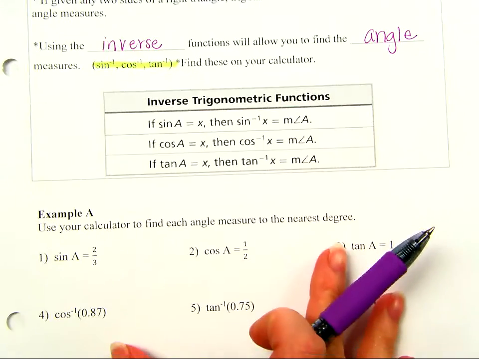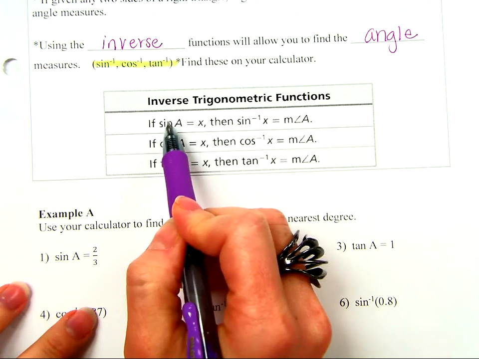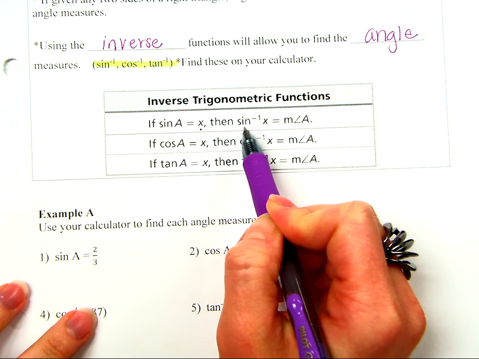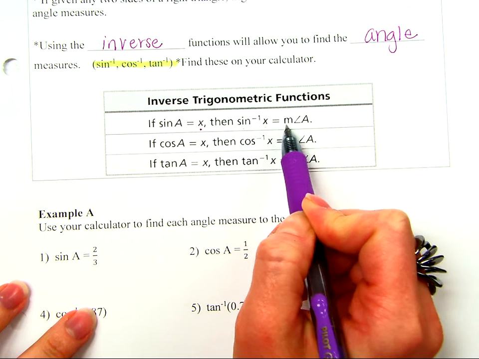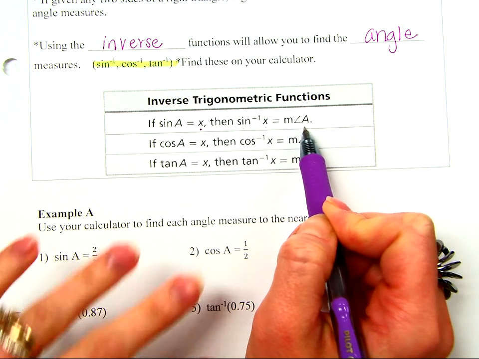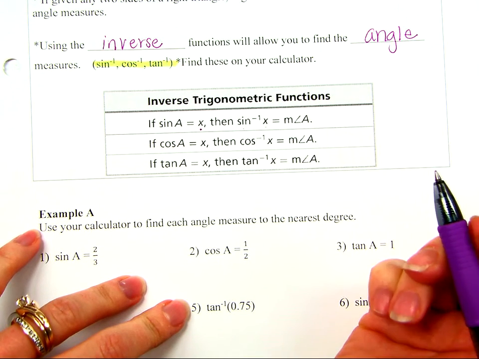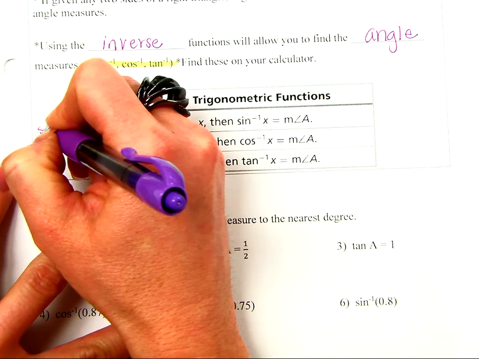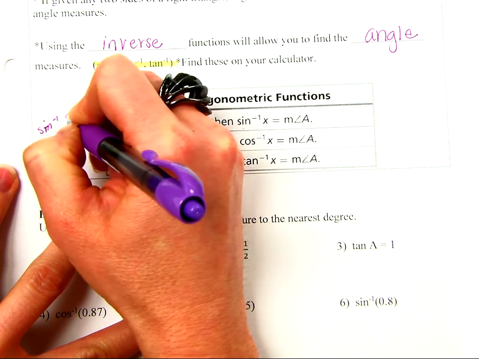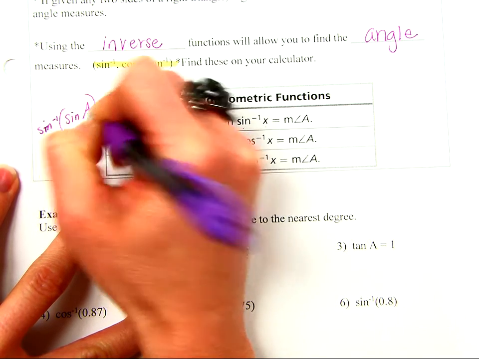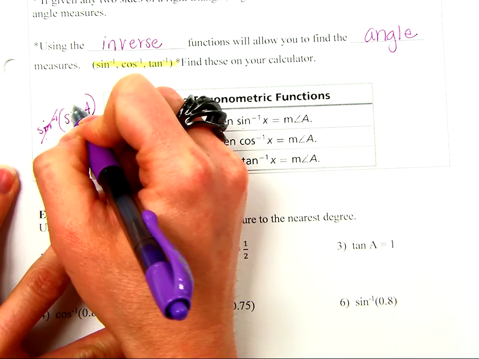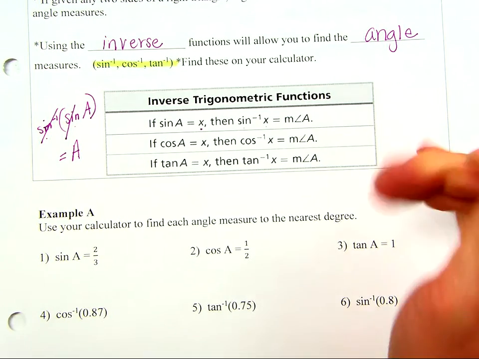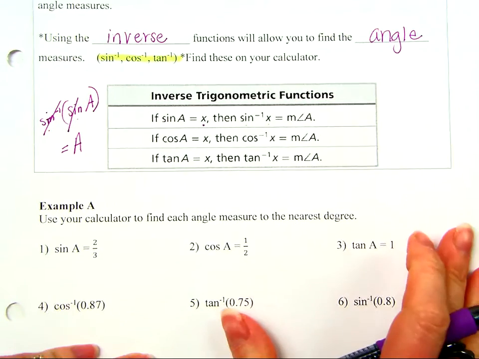So in the chart, what they are trying to say is that if the sine of angle A equals x, then the inverse sine of x would equal the measure of angle A. So the inverse function is really, if I had the inverse sine of the sine of angle A, these are opposite operations. They kind of undo each other. We're simply left with the angle. And that's what they're telling us kind of in this chart here.